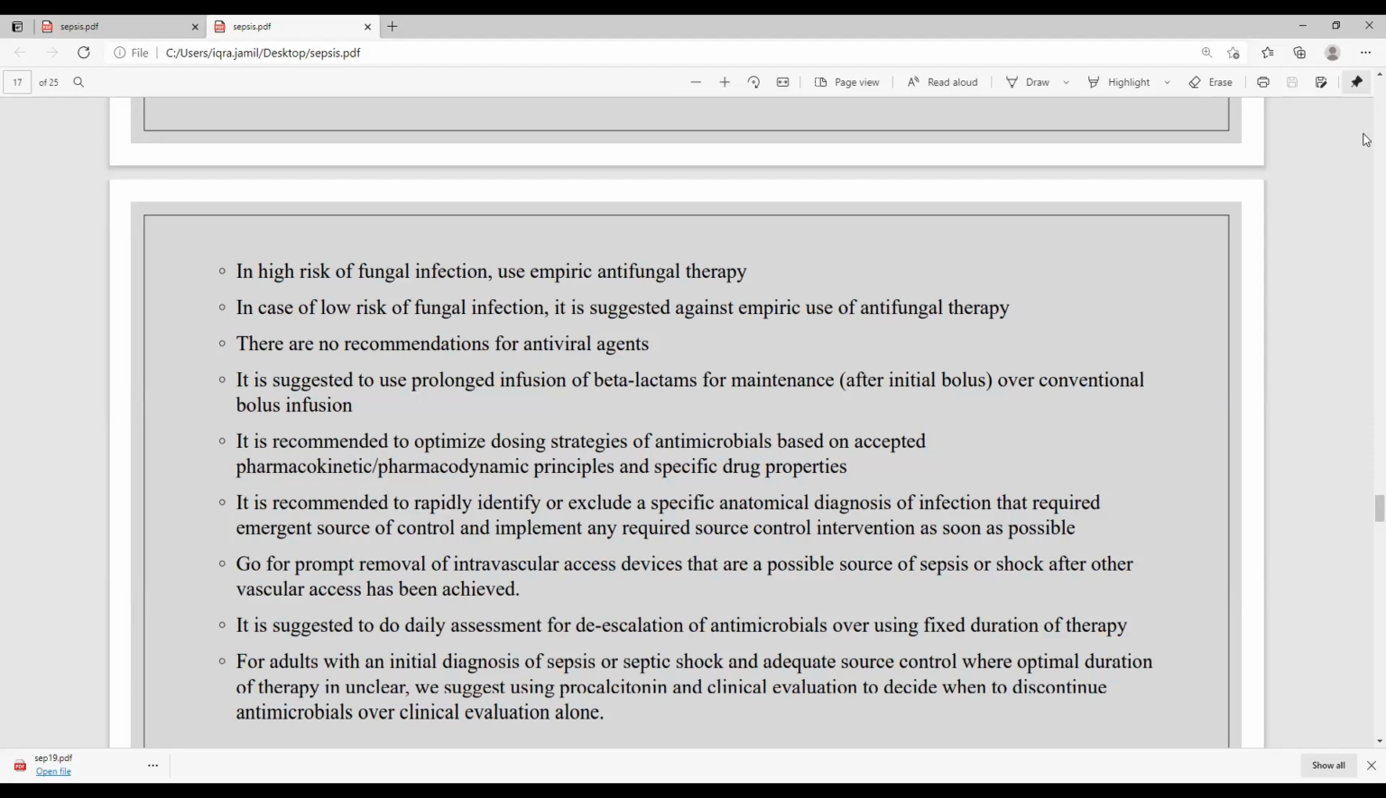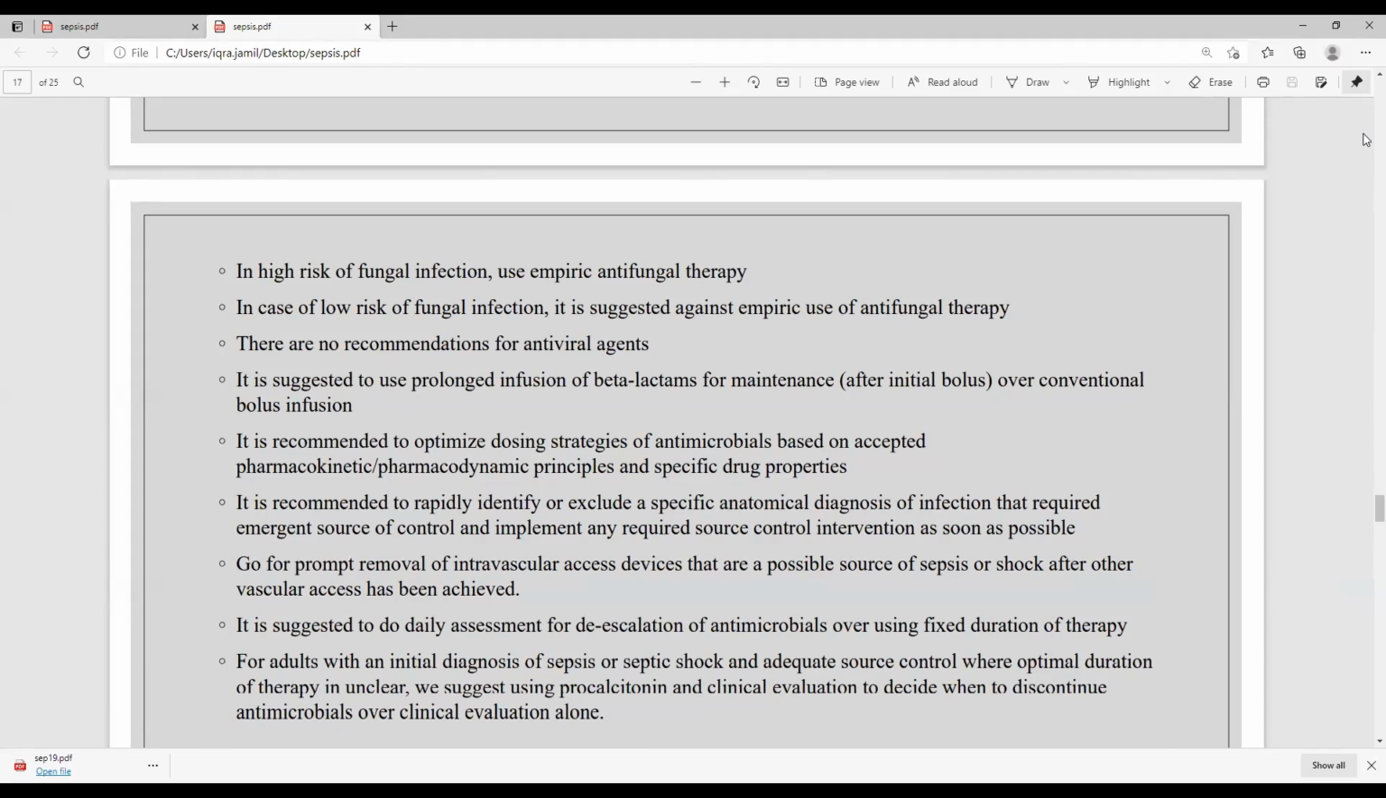There are other risk factors for fungal infection, as I mentioned for MRSA: cancer, immunosuppression, neutropenia, diabetes mellitus, age more than 65, obesity, prolonged stay in ICU, and prolonged administration of antibiotics. When the patient is not improving, along with the broad spectrum antibiotics, the antifungal therapy should be started. According to this guideline, echinocandin is the drug of choice for candida, and voriconazole is the drug of choice for aspergillosis. There are no recommendations for antiviral agents.